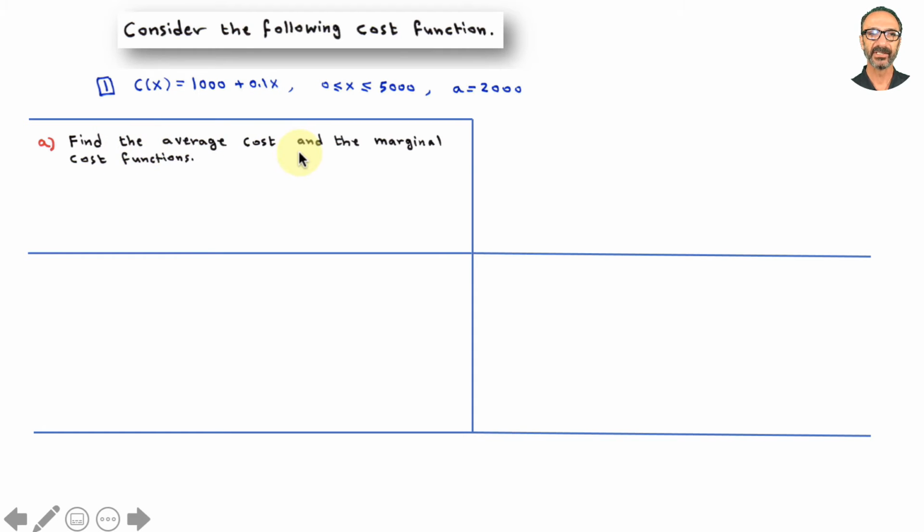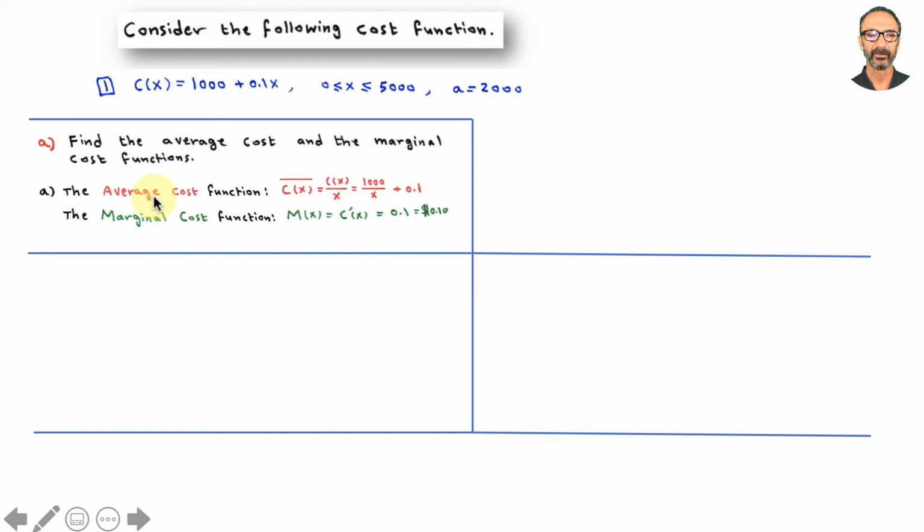Find the average cost and the marginal cost functions. The average, you just divide the total by x. So you divide 1000 plus 0.1x, that's c of x, by x. You divide this by x and you divide this by x. This is over x, as you could see right there. 0.1x over x, x will cancel, so I get 0.1.